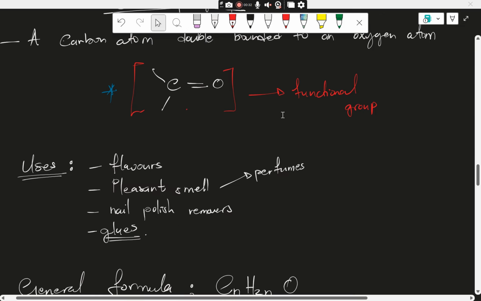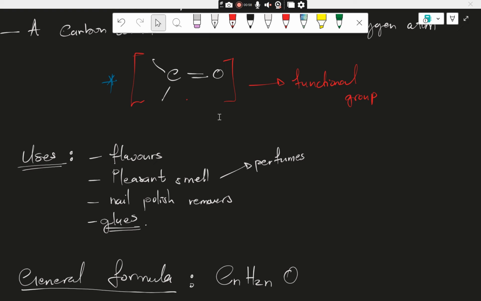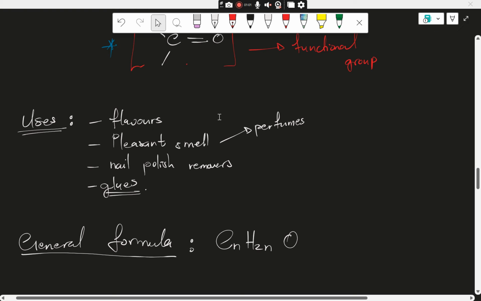Its uses in everyday life: it's used in the food industry to create flavors. It also has a pleasant smell, so it's used in perfumes and in freshness products, right? So as you can see, a lot of organic compounds are used in the fragrance industry. It's also used as a solvent, an example is nail polish remover, and it's also used to make glues.